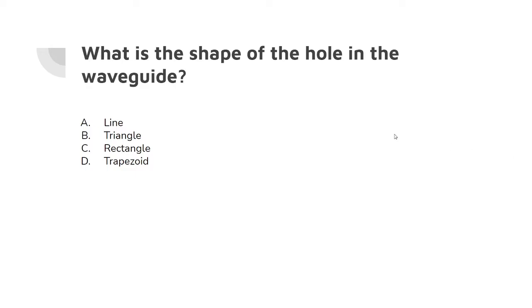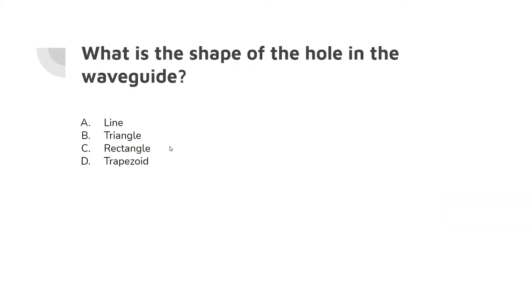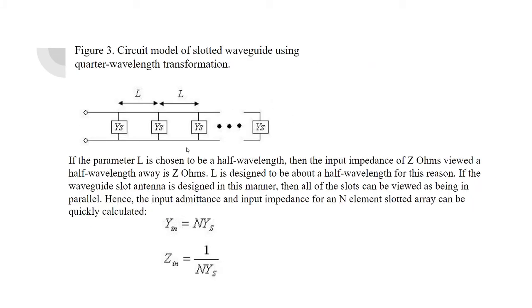Oh wait, I forgot to discuss this. The distance between the last slot and the end is often chosen to be a quarter wavelength transmission line. Theory states that the impedance of a short circuit a quarter wavelength down a transmission line is an open circuit. So this will result in figure 2. Then it will be reduced to this. So from this we go to this.